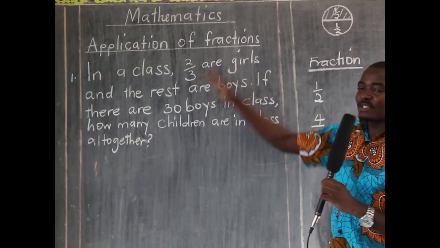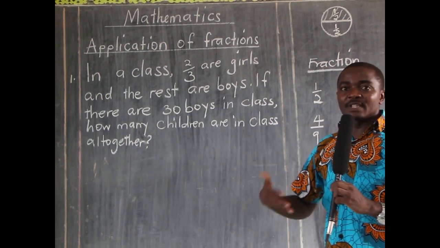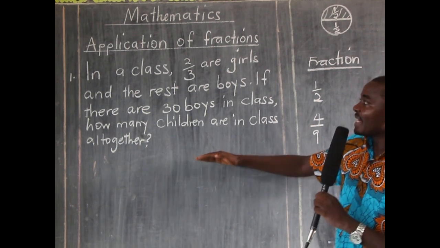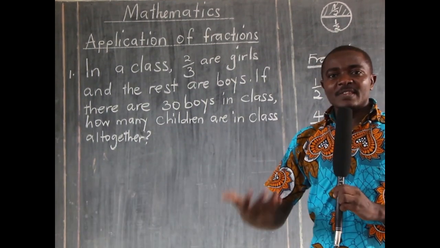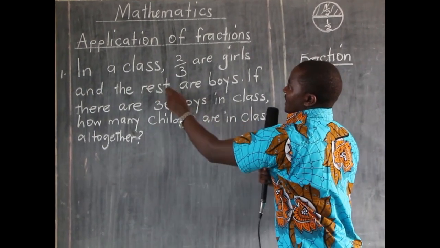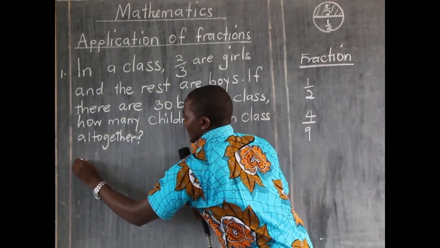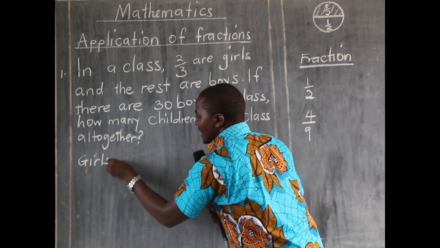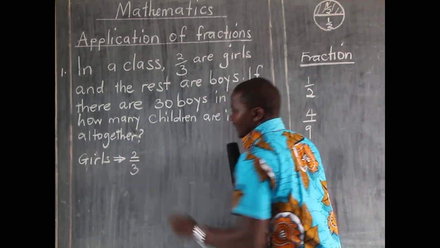When you are reading the question, you first read it once. Then when you come for the second time, you are analyzing what the question is all about. Remember, these are words. So we must read the words, interpret them, and work it out. In a class, 2 out of 3 are girls, meaning that the fraction that represents the number of girls in the class is 2 out of 3.